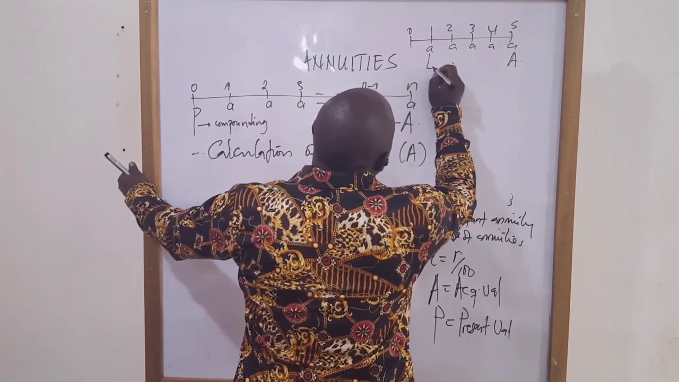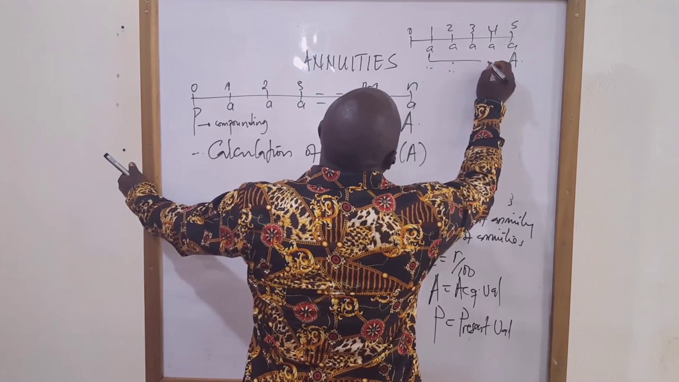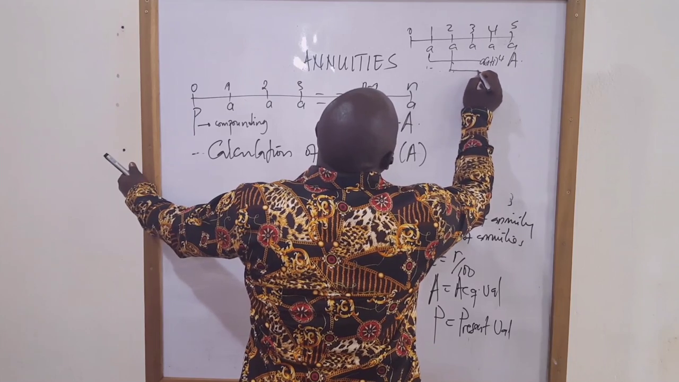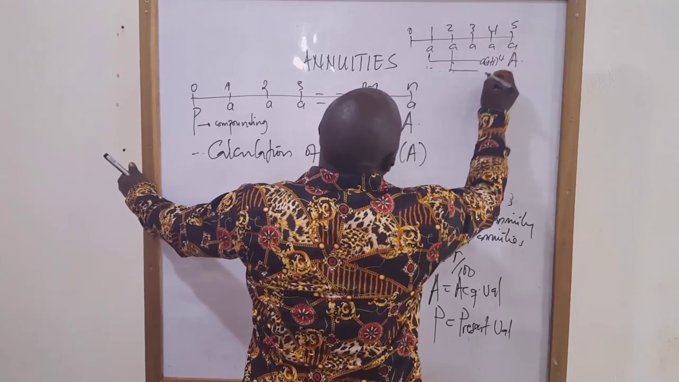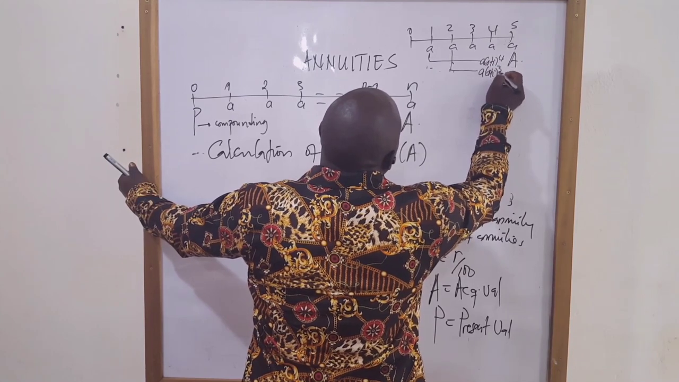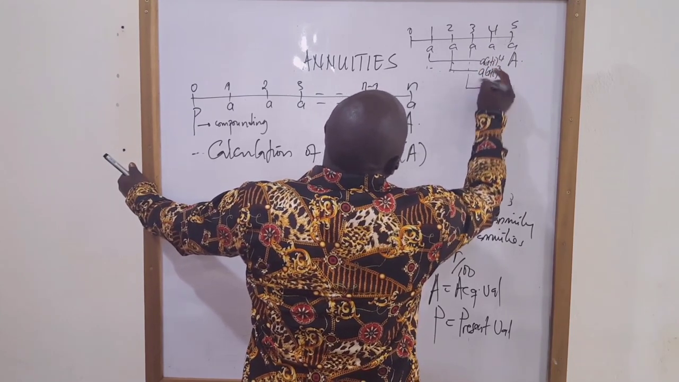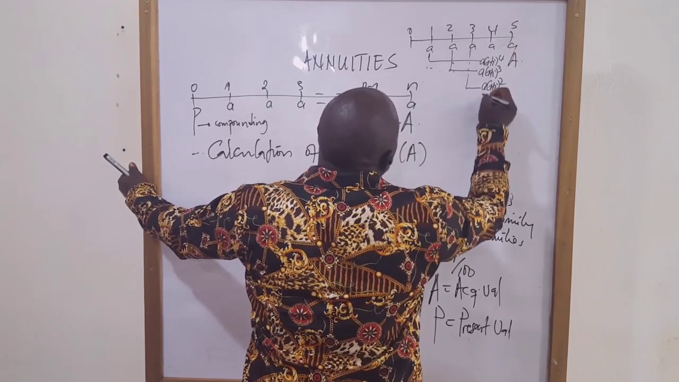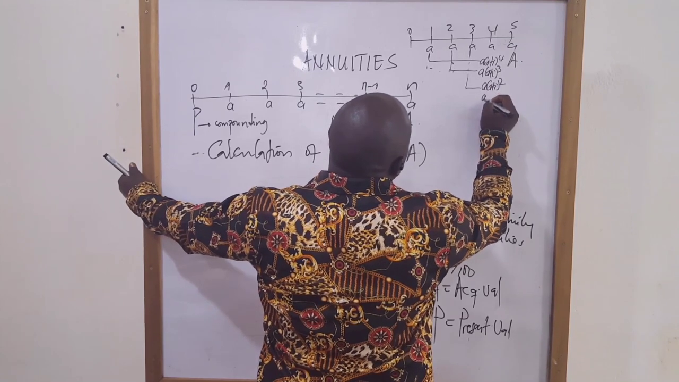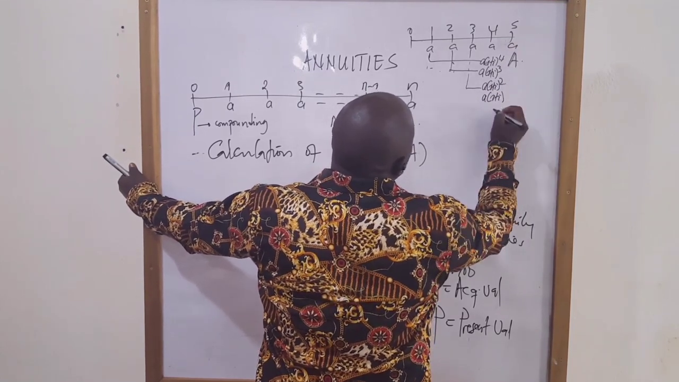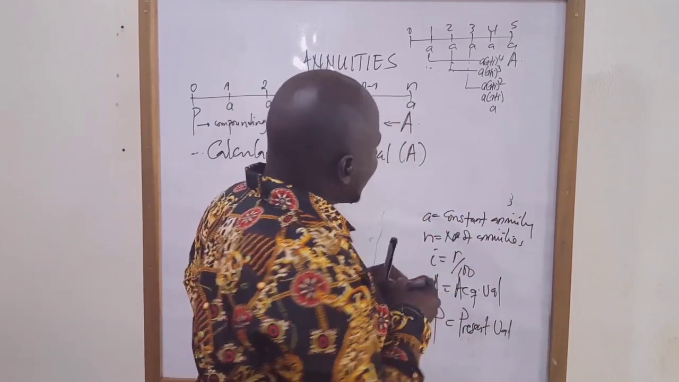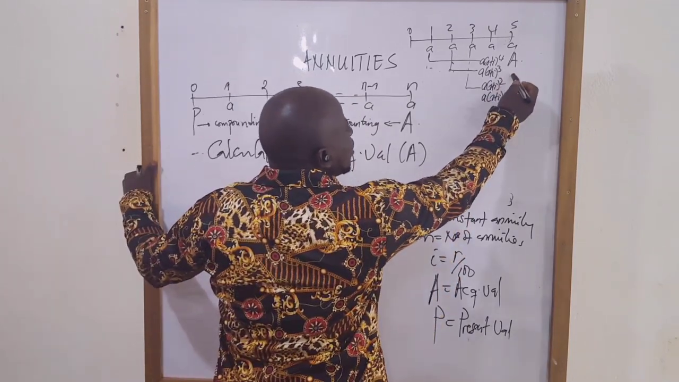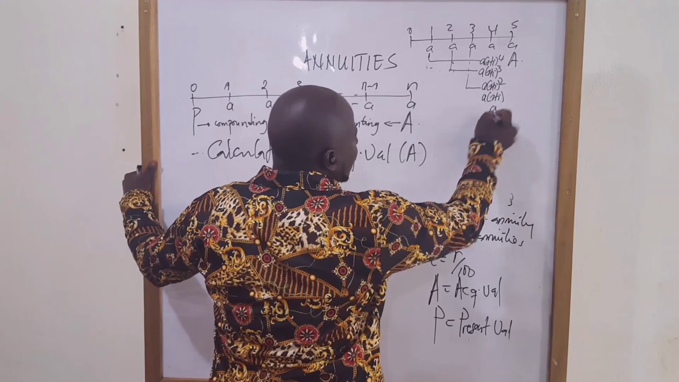Permit me to bring it this way. So this will be A into 1 plus I raised to the power 4. This one will be compounded how many times? 1, 2, 3. A into 1 plus I raised to the power 3. This one will be compounded how many times? 1, 2. This is A into 1 plus I raised to the power 2. This will be compounded how many times? 1 time. That's A into 1 plus I. And look at this one. Do we compound it? No. We do not compound because it is already at the last period. So it means that this acquired value is the sum of all of these.